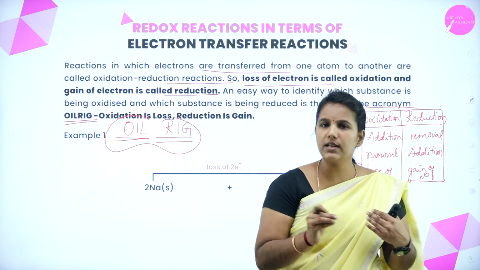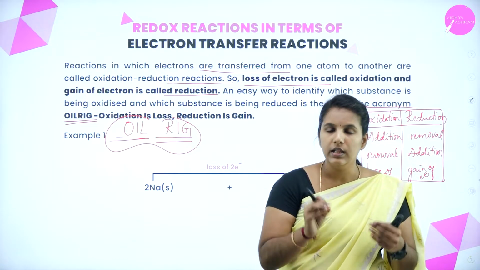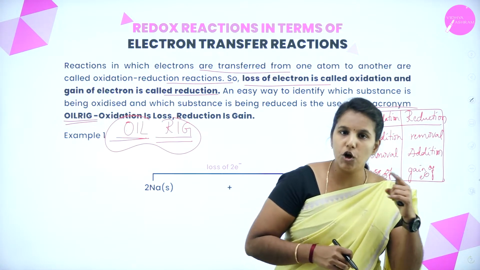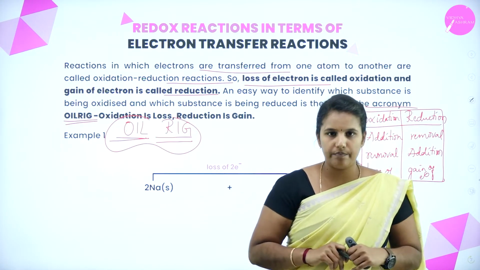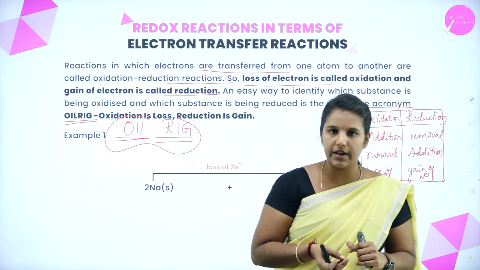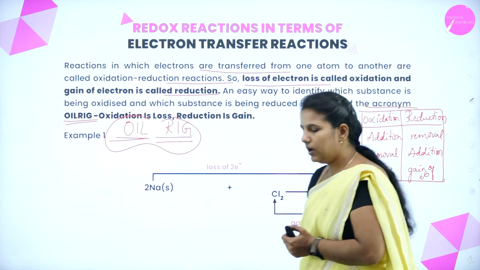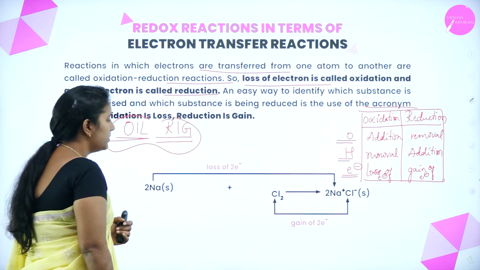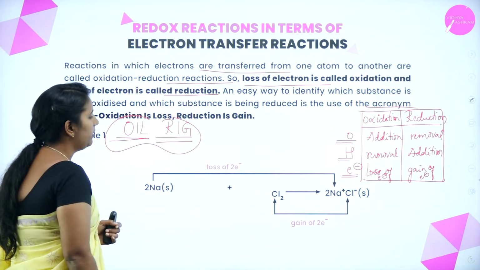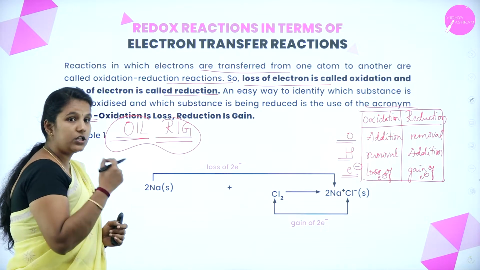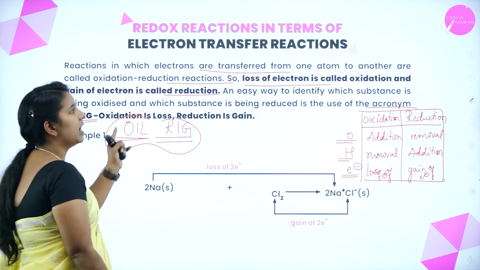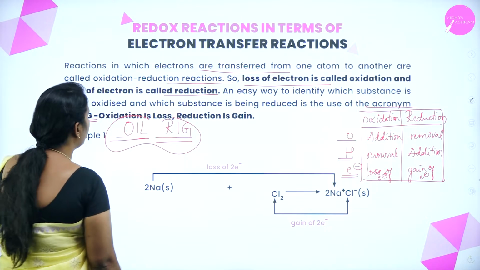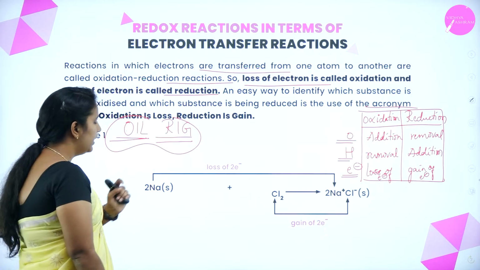Remember, a redox reaction is a reaction in which both oxidation and reduction must happen in a single step. Here I have an example of sodium chloride. Let's see which element is going to lose the electron and which element is going to gain the electron, in terms of electron transfer.